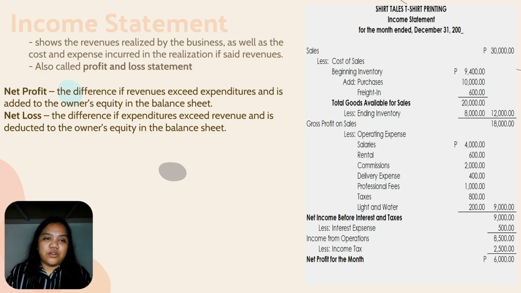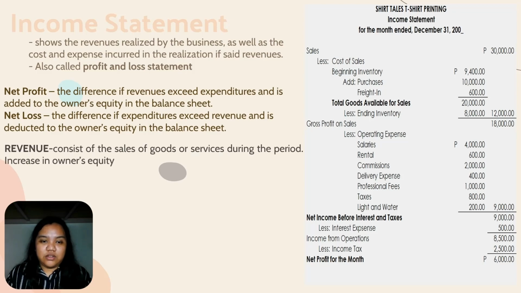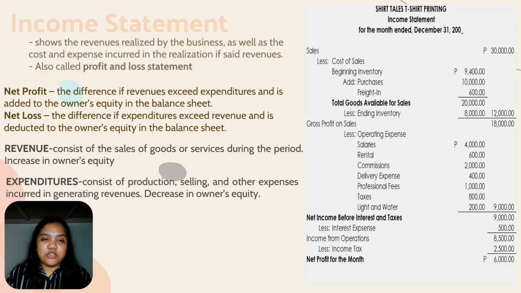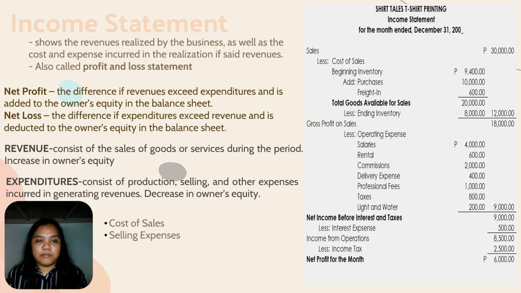So revenue consists of sales of goods and services during the period, which increases the owner's equity. When you say expenditure, it consists of production, selling, and other expenses incurred in generating revenue, which reduces the owner's equity. The income statement is still related to the balance sheet. The usual expenditures are cost of sales, selling expenses, and general and administrative expenses like salaries and office supplies.